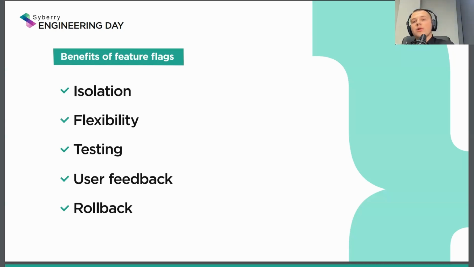Feature flags allow developers to release new features to a small group of users and gather feedback before rolling them out to a large audience. And so if a feature is not well received, the feature flag can be turned off.